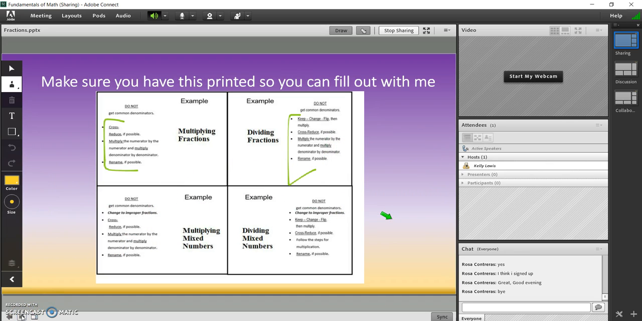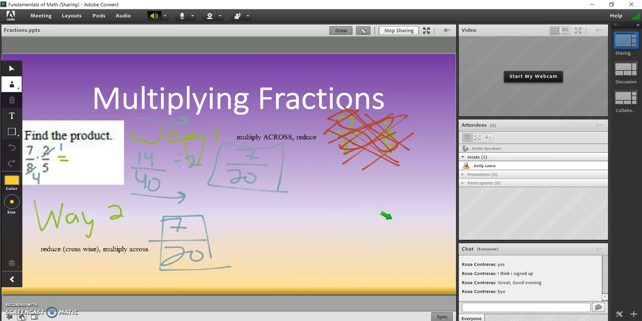All right, we're going to do multiplying and dividing fractions. And I'm nearly positive that this is where the other video picks up, so hang on. Okay, this is where the next video picks up.